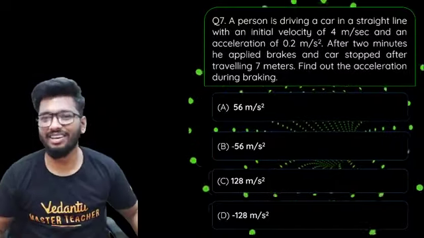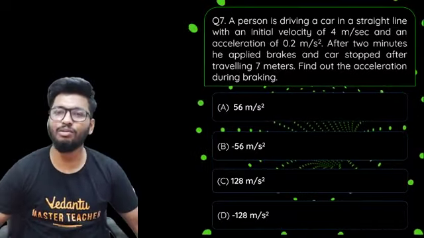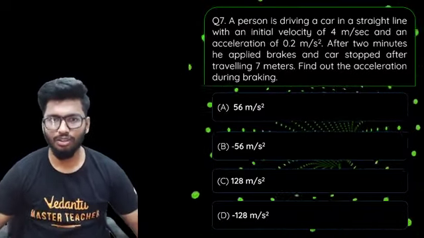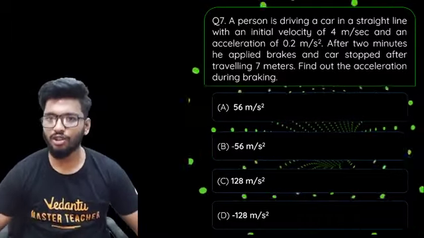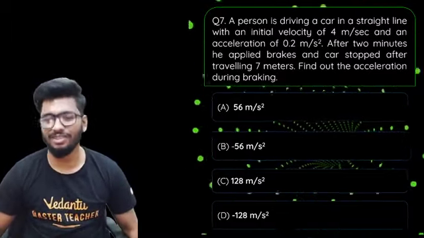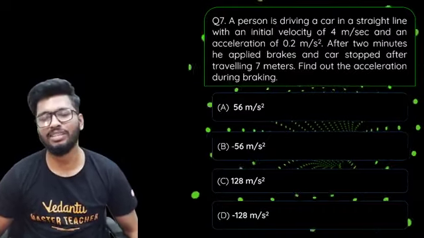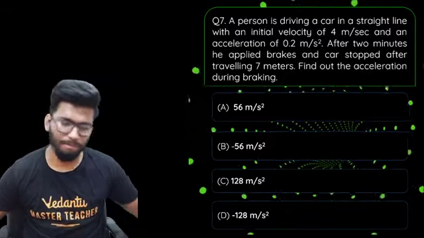A person is driving a car in a straight line with an initial velocity of 4 meter per second and acceleration of 0.2 meter per second square. After 2 minutes, he applies his brake and the car stops after traveling 7 meters. Find out the acceleration during braking. Options: 56 meter per second square, minus 56 meter per second square, 128 meter per second square, or minus 128 meter per second square. Go ahead, guys.